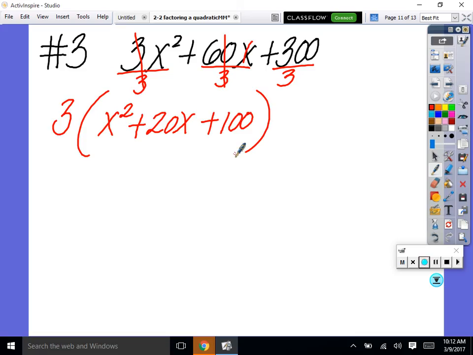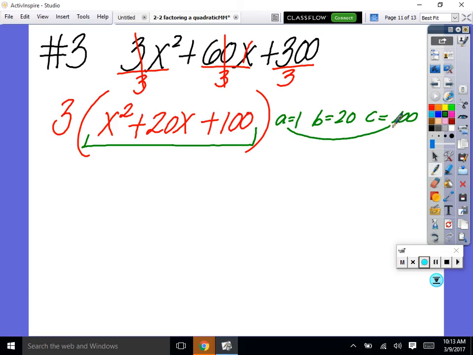Now you're not done because we have a quadratic, so we still have to see if that quadratic factors. We're going to ignore 3, pretend like it's not there, and just put it in our final answer because it is there, but we're going to ignore it. So now my A value is 1, my B value is 20, my C value is 100.